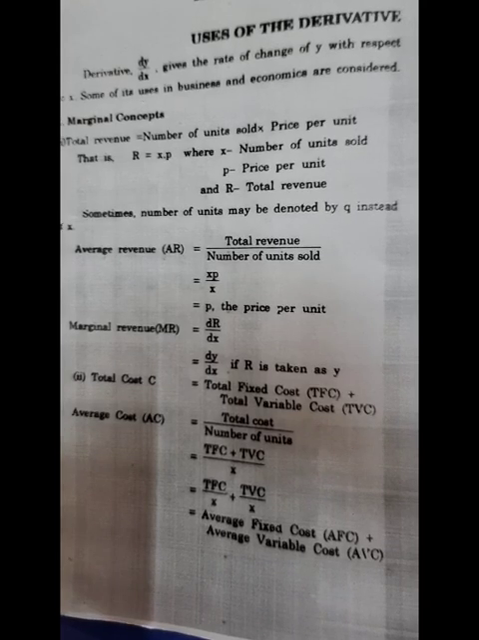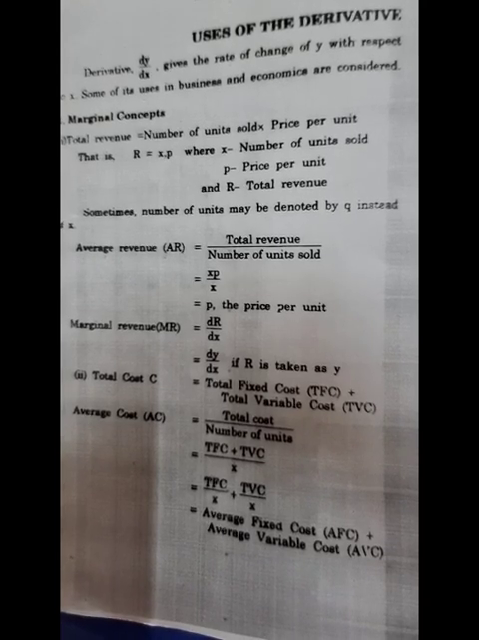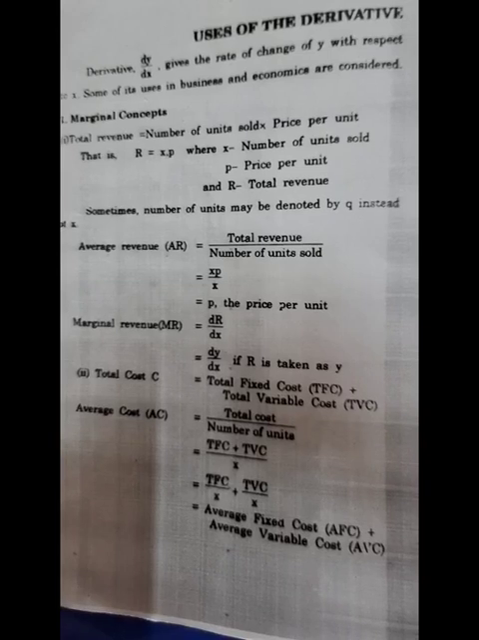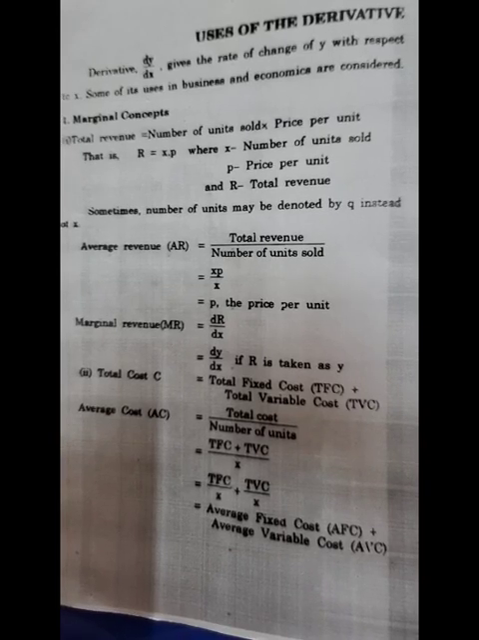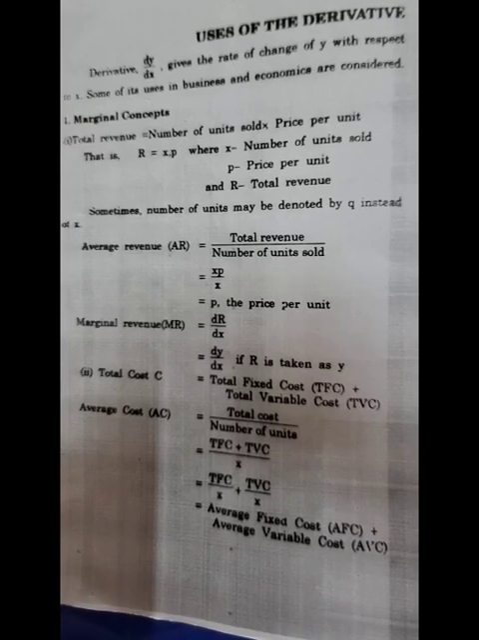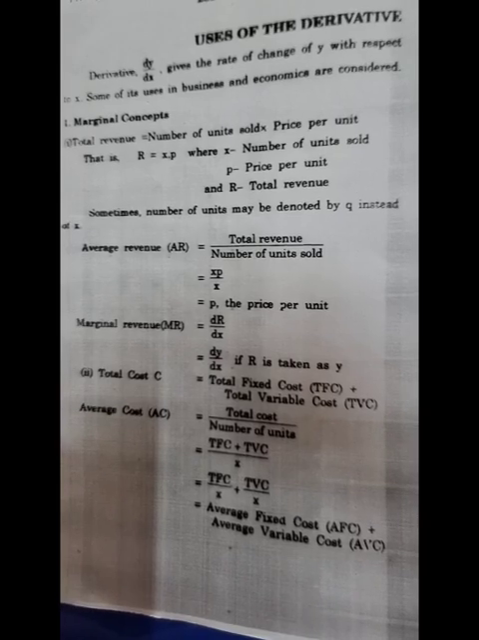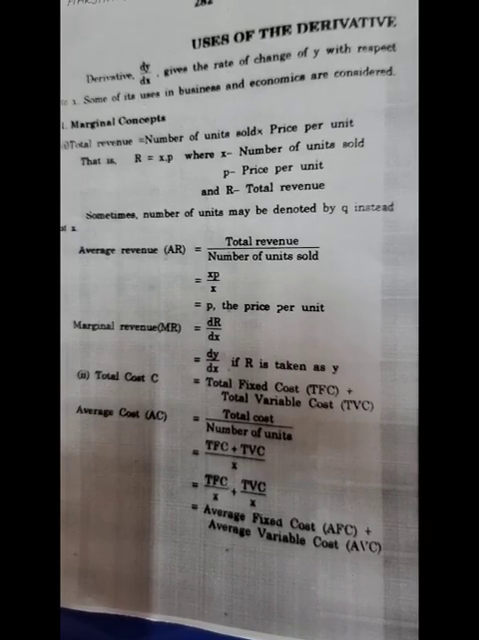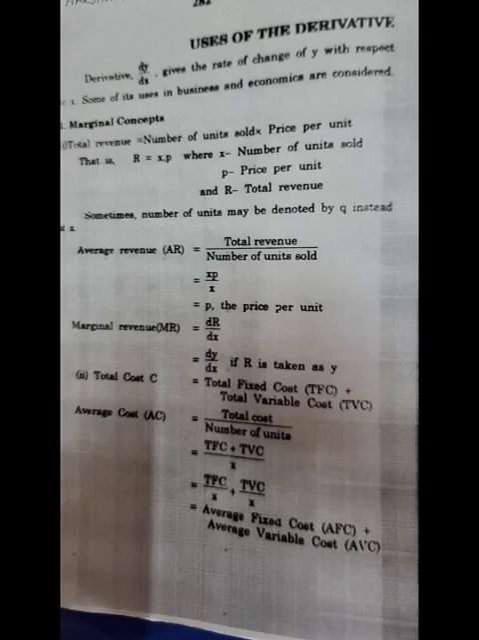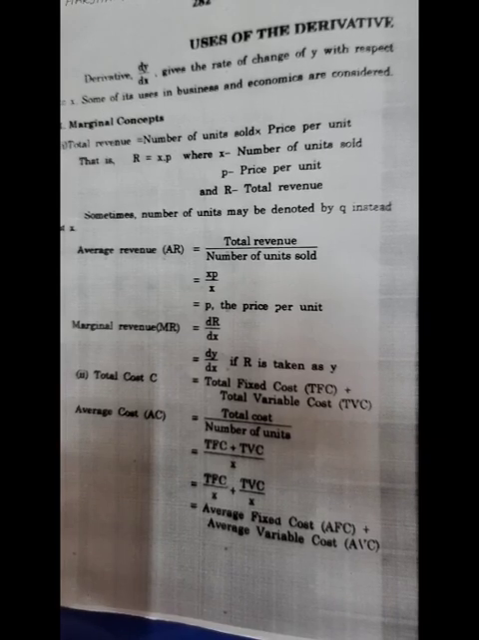number of units sold, p is equal to price per unit, r is equal to total revenue. Thus, r is equal to x into p. Average revenue AR is equal to total revenue divided by number of units sold, which is equal to x into p divided by x, where x and x get cancelled and the answer is p, the price per unit.